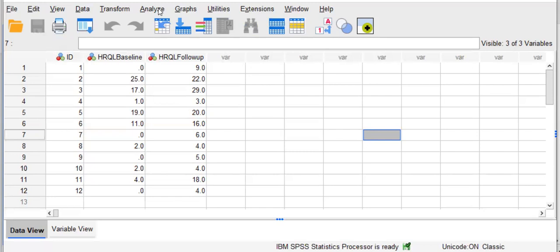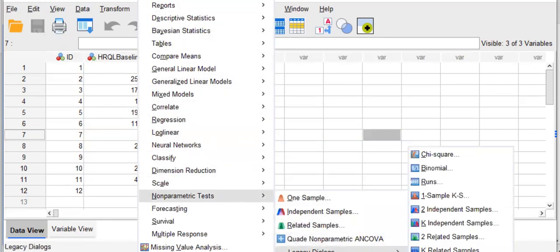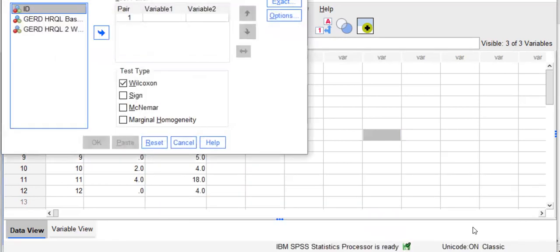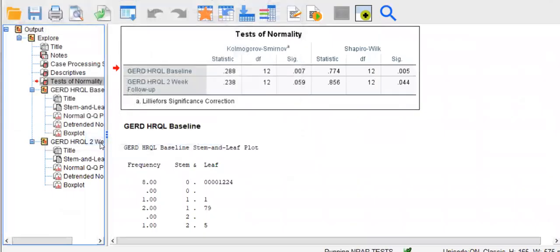So we're going to go to Analyze, Non-parametric tests, legacy dialogues, and 2 related samples. We'll move over our baseline and our 2-week follow-up scores. It doesn't matter which one goes in which cell. The results will be the same, and click OK.